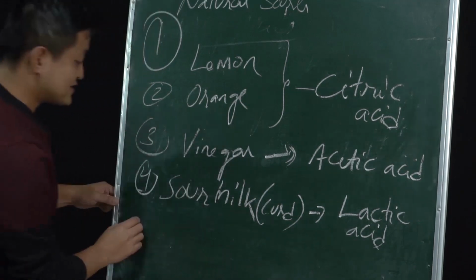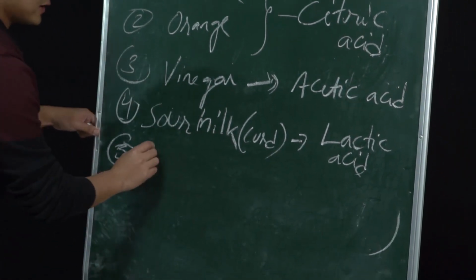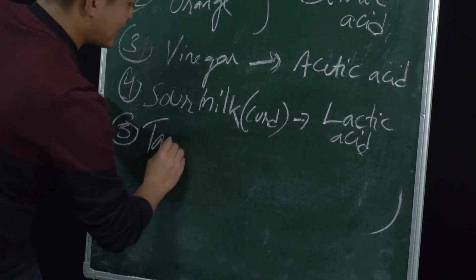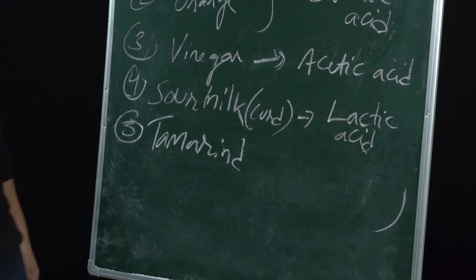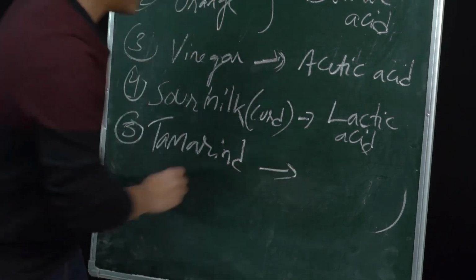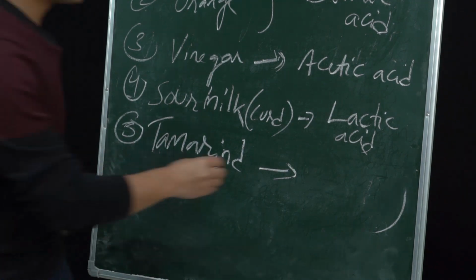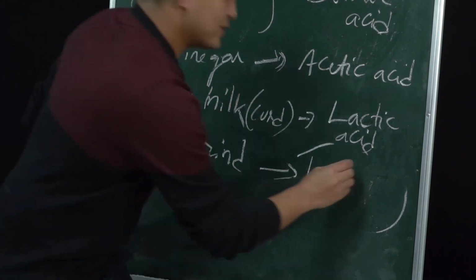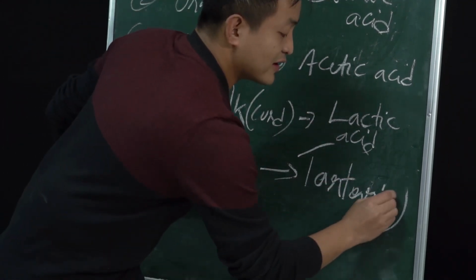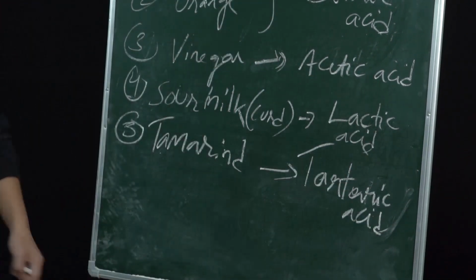Now the next one is a common one. I'm sure you know this one, you're familiar with this. That is from tamarind. Tamarind, a local name is imli. And the acid that we get from tamarind is tartaric acid. T-A-R, tartaric acid. Okay?